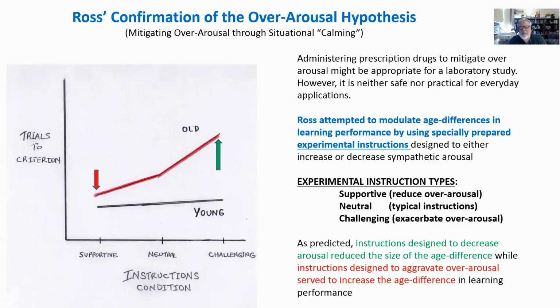When she did this, following the hypotheses that were made, we see that when we use calming supportive instructions, we can minimize the age difference. And when we use challenging instructions or environments, we can maximize the age difference. So this idea that the size of the age difference in learning can be modulated by how much you behaviorally change the level of arousal in the situation and in the individuals is highly consistent with Eisdorfer's over-arousal hypothesis.